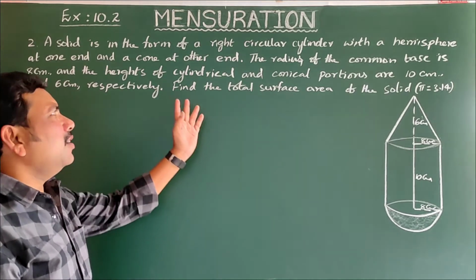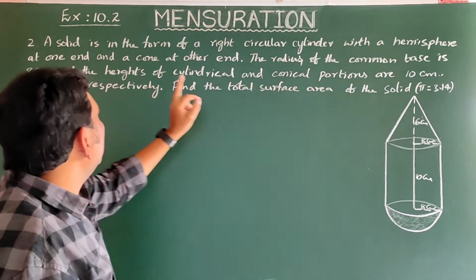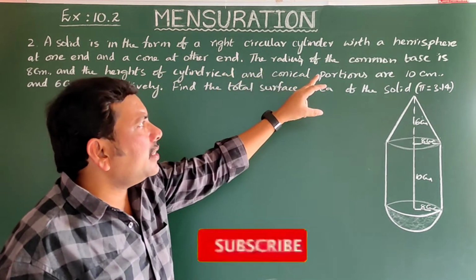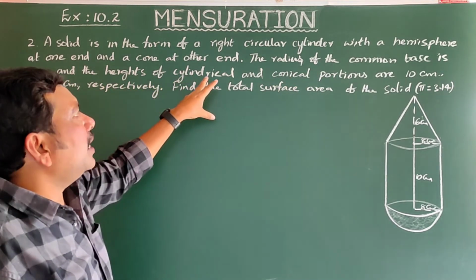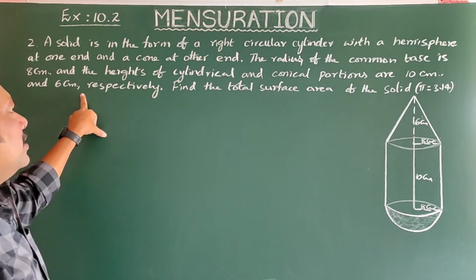Next, second question. A solid is in the form of a right circular cylinder with a hemisphere at one end and a cone at the other end. The radius of the common base is 8 centimeters and the heights of the cylindrical and conical portions are 10 centimeters and 6 centimeters respectively.